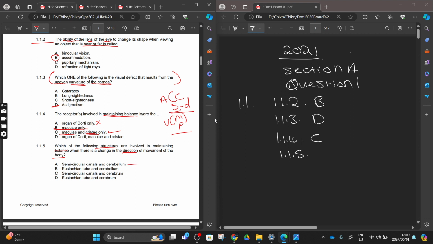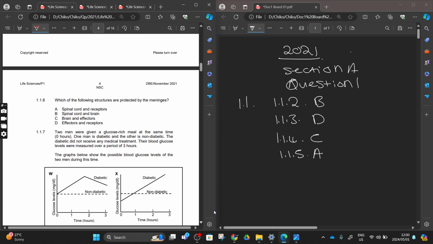Semicircular canal, you can see we are dealing with the direction there. And then where do we find the cristae? We find them in the semicircular canals on the ampulla side. And then the impulse is going to be sent to our cerebellum. Then Eustachian tube, no. Semicircular canals and cerebrum, no. Cerebrum, no. And then here Eustachian tube and cerebrum, no. The answer there is going to be number A. I hope you understand this, and I hope you are getting this, right?